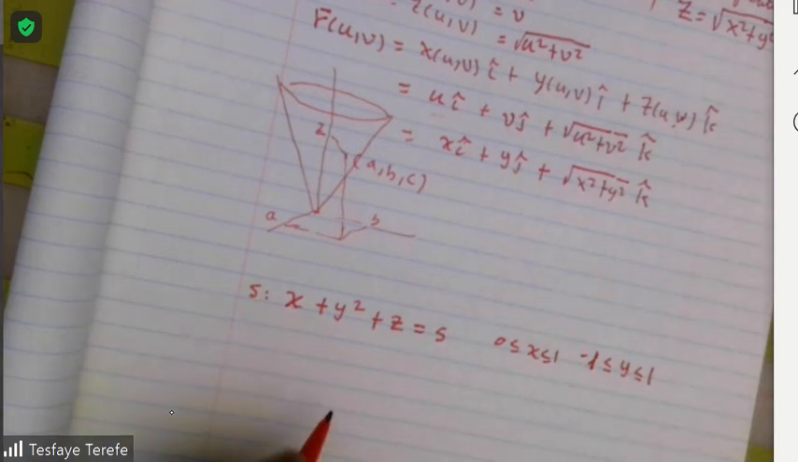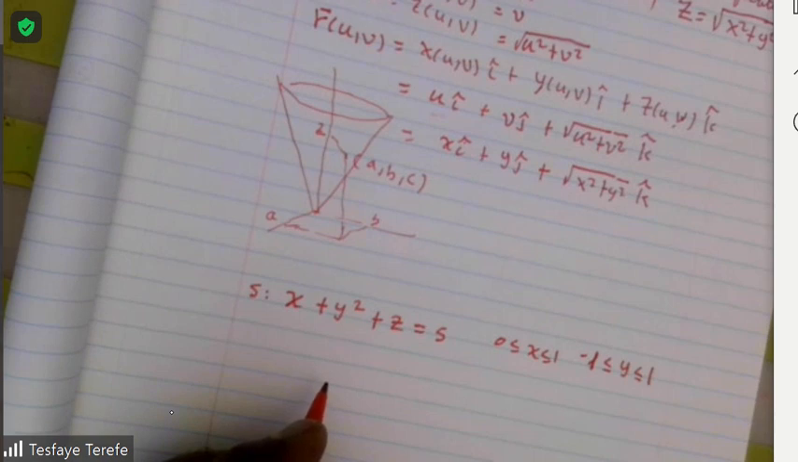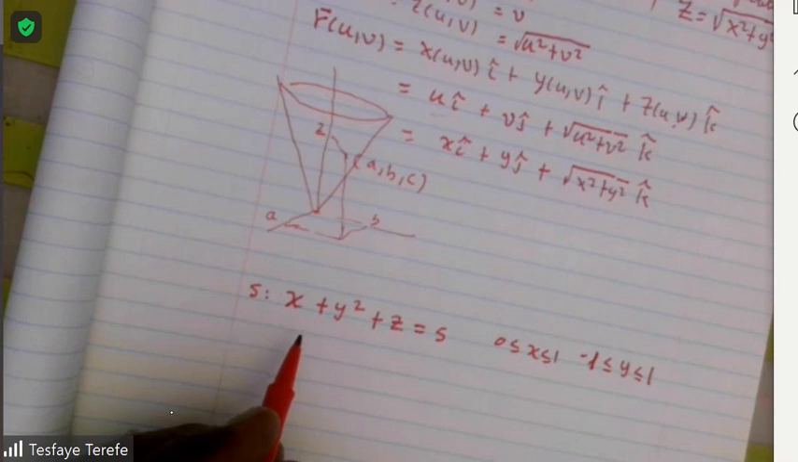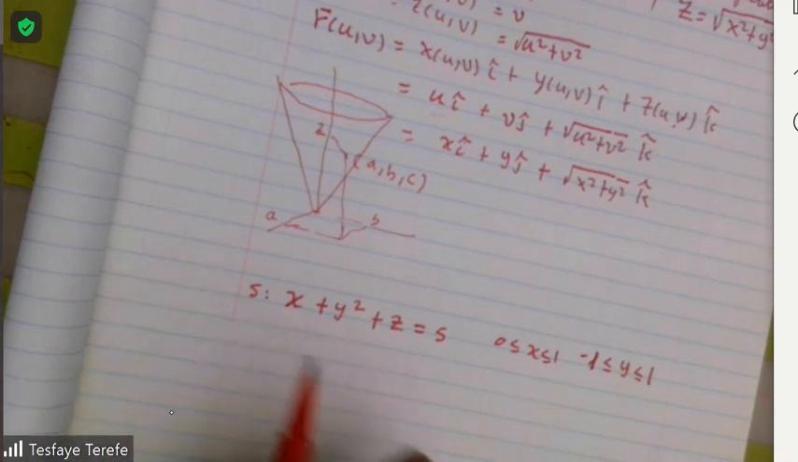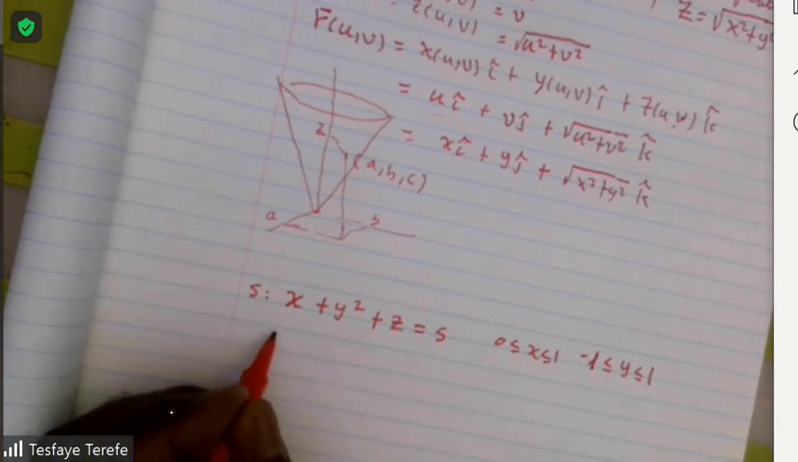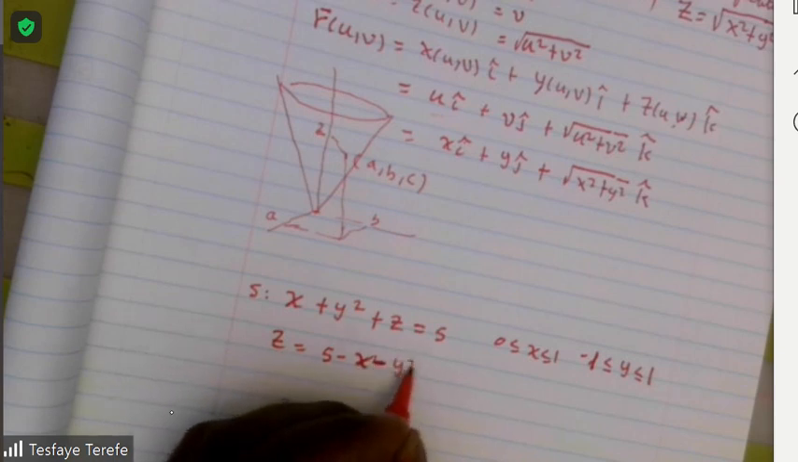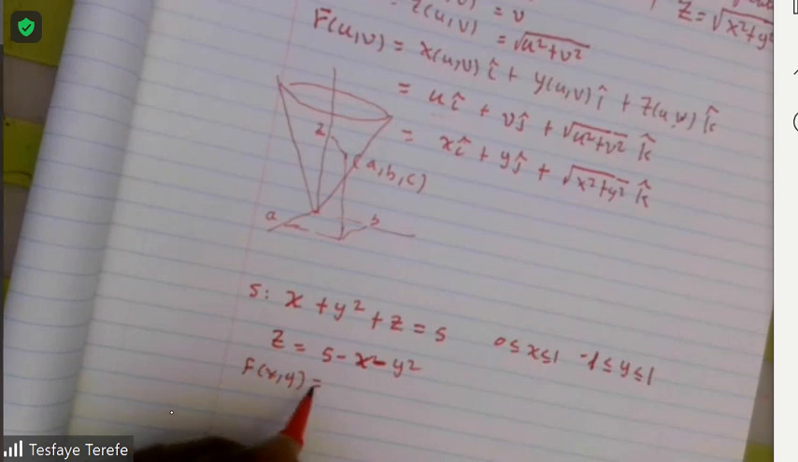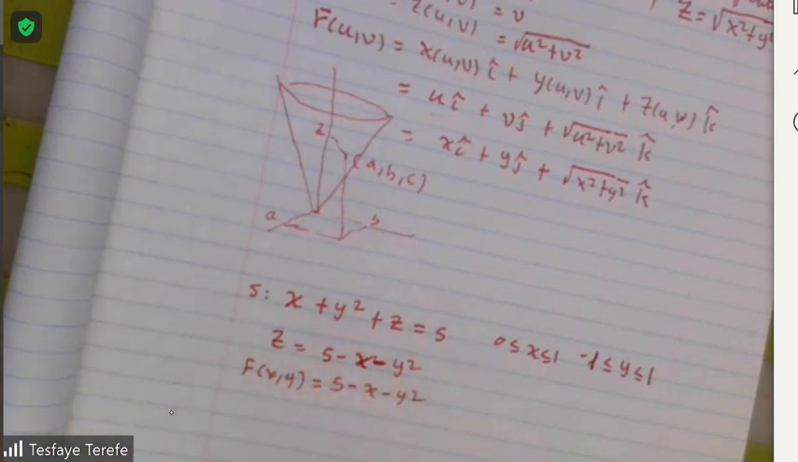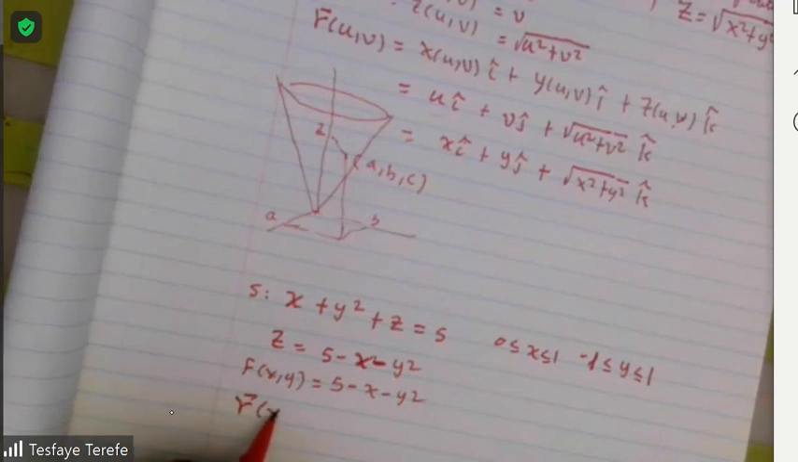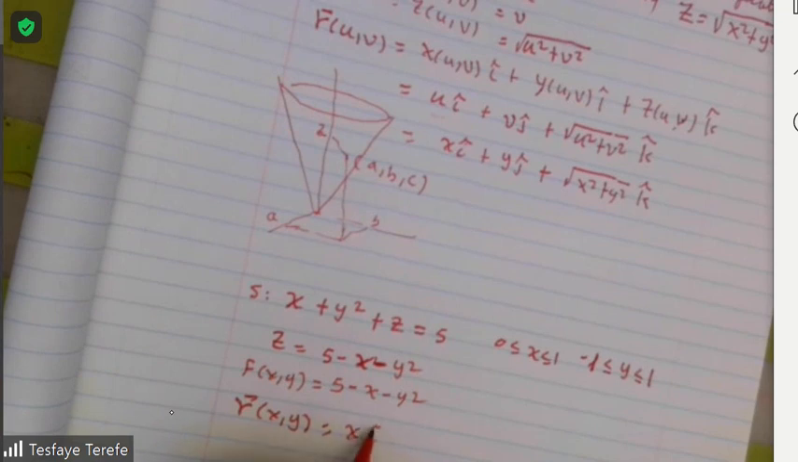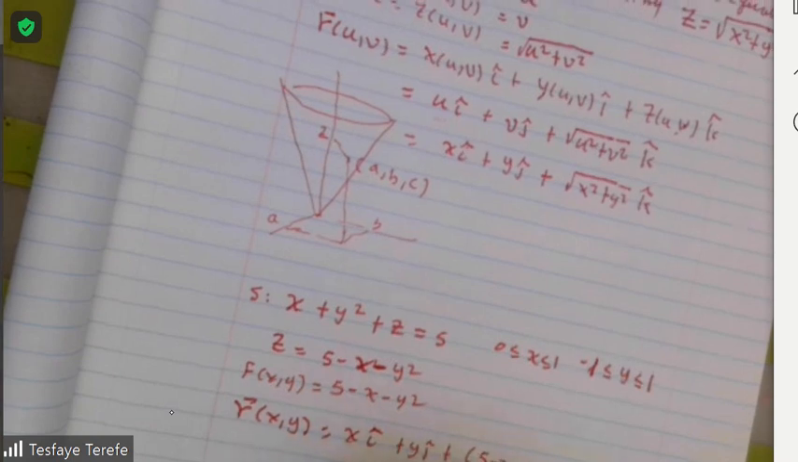Yes, the first thing you have to do, as Tyler has made it, is to make the surface S a function of Z, F of Z. Solve for Z, and you have 5 minus x squared minus y squared. This Z is a function of x, y. So now what happened? R of x, y is going to be x i plus y j plus 5 minus x squared minus y squared k.